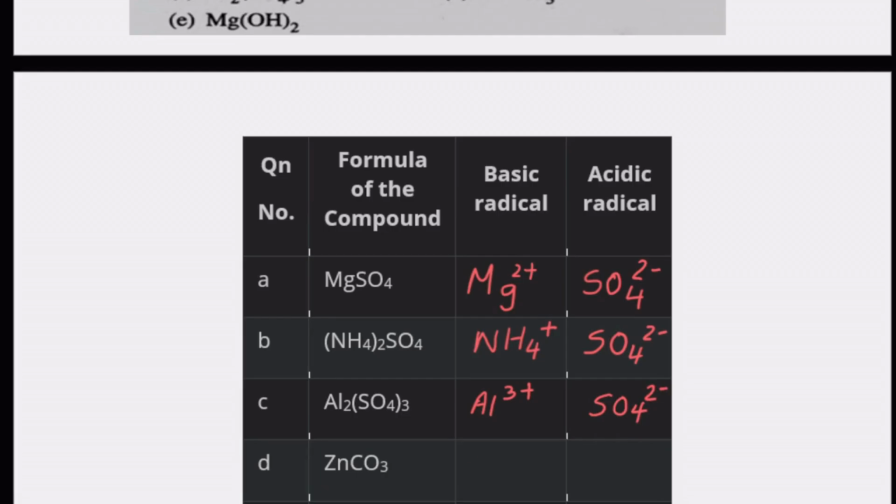Zinc carbonate, we know the valency of zinc is 2. Since it is a basic radical, it will lose 2 electrons, so it will have 2 plus charge. And carbonate ion, which is CO3 2 minus, gains 2 electrons and forms CO3 2 minus. Last one is magnesium hydroxide. Once again, the valency of magnesium is 2. It loses 2 electrons, so it has 2 plus charge, and hydroxide is OH minus. This is the acidic radical. So hope it is clear how we can find out the basic and acidic radical.